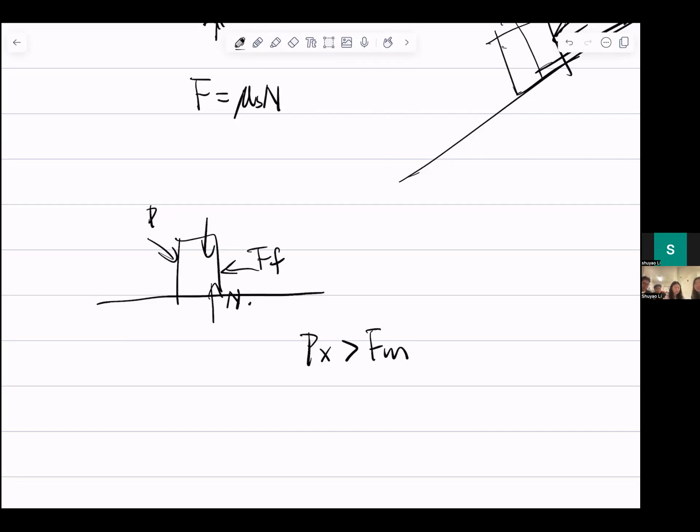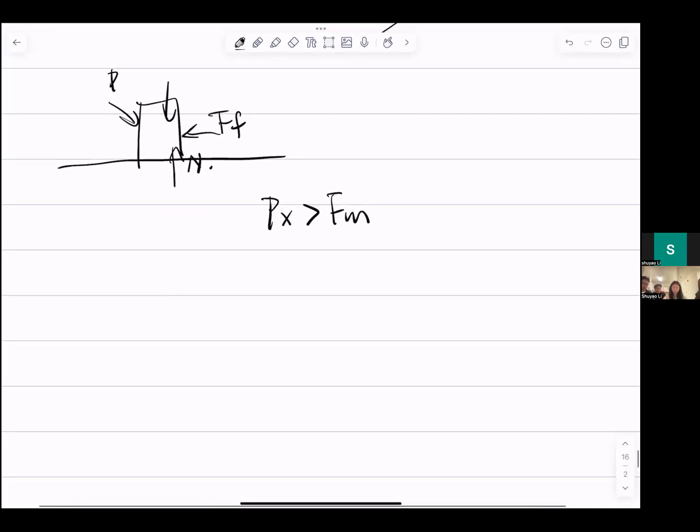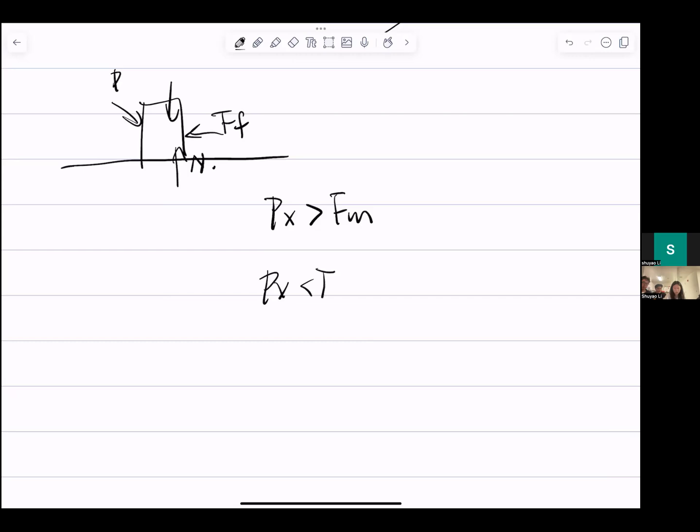Wait, what about for equilibrium? Okay, so for equilibrium, our Px is always smaller than the friction force. Can you clarify what P is again? Yeah, sorry, this is P. It's the force that's causing the motion, and F is the friction force. So Px is greater than the friction force when it's the applied force that's causing the block to move.